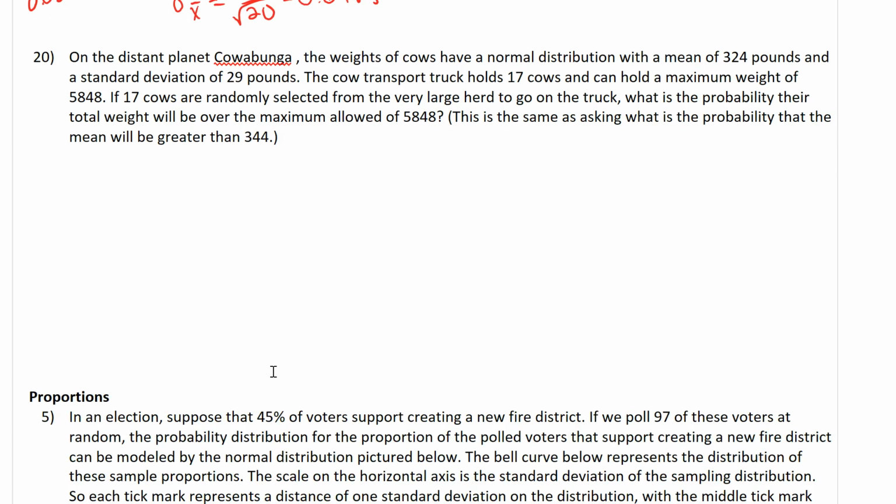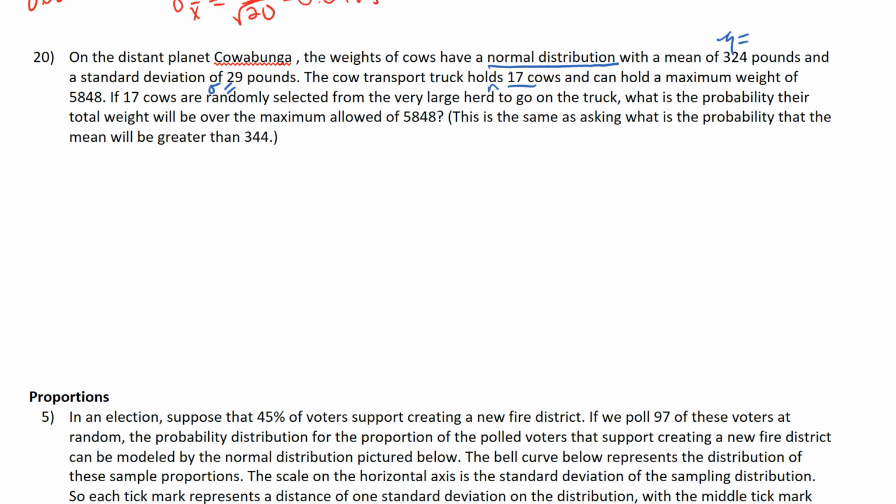Number 20. On a distant planet, Cowabunga, the weights of cows have a normal distribution with a mean of 324 and a standard deviation of 29. So there's our population mean and population standard deviation. And again, we know they're normally distributed. So despite not having a sample size greater than 30, we can still use the normal distribution of means.